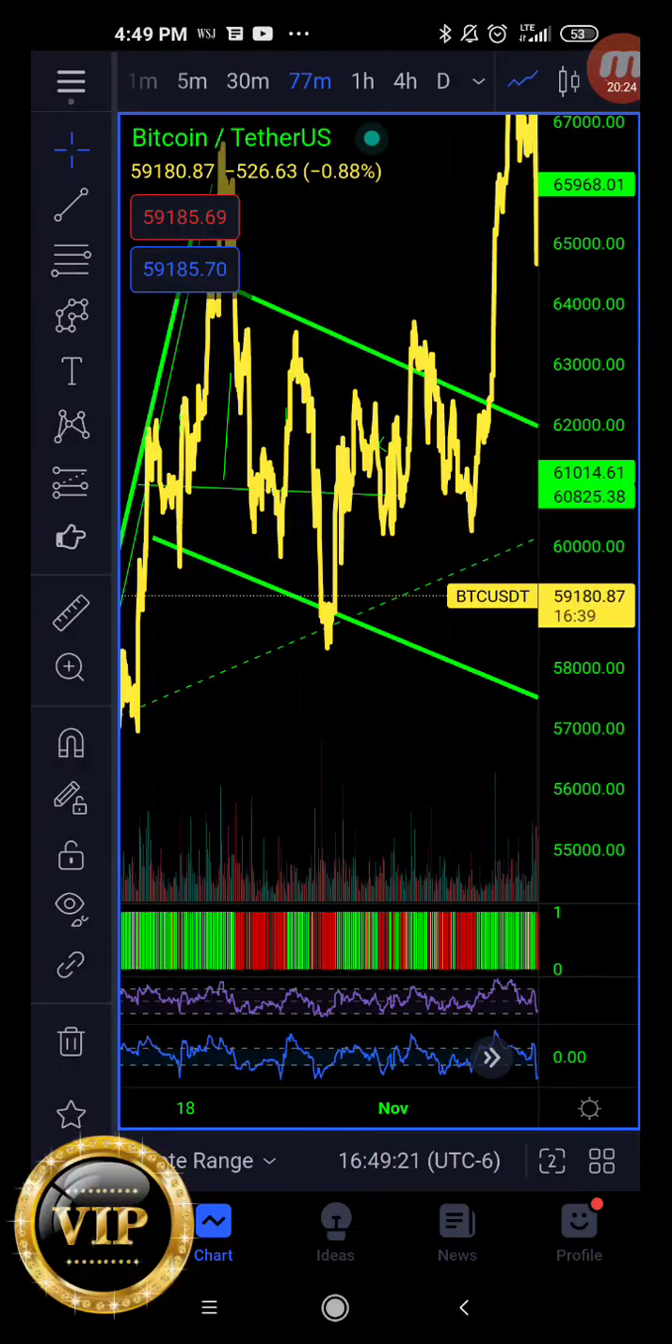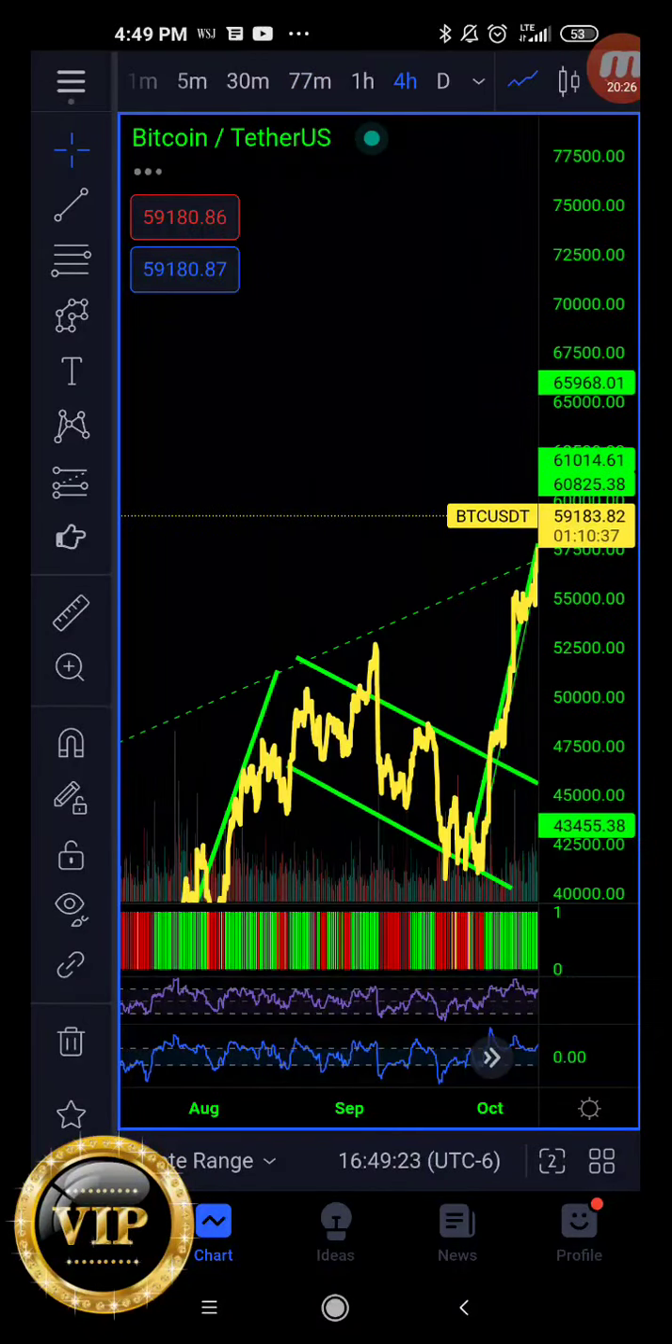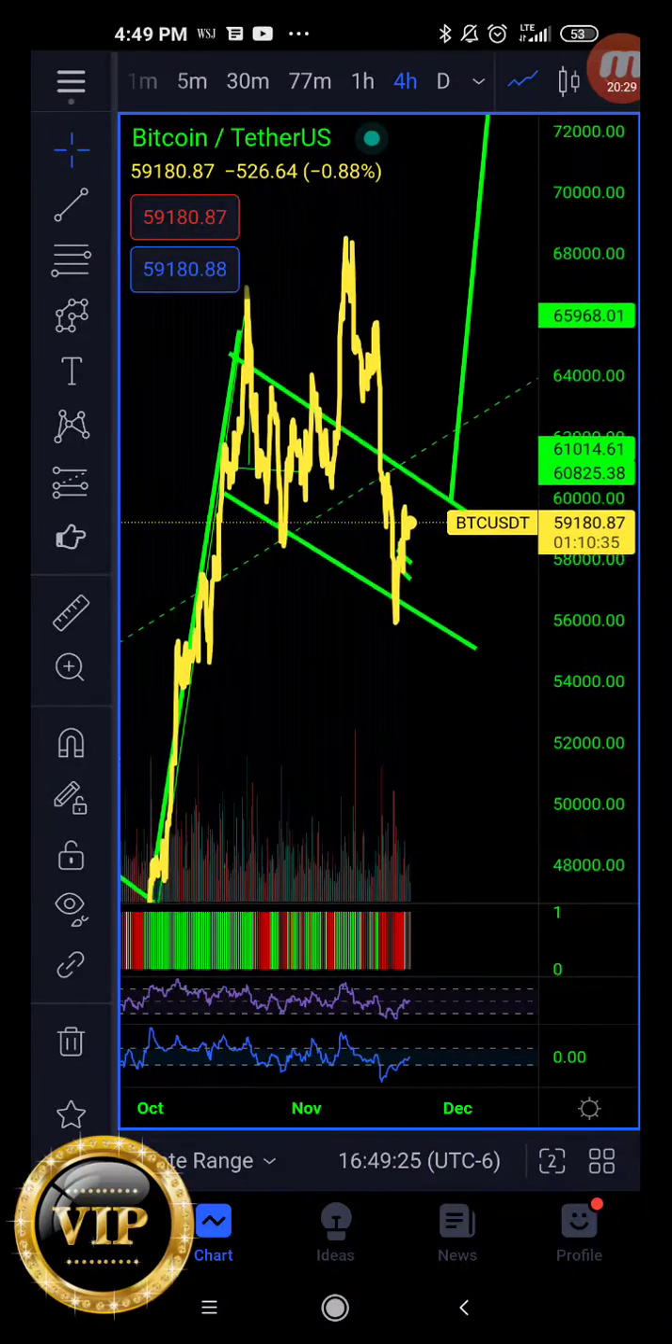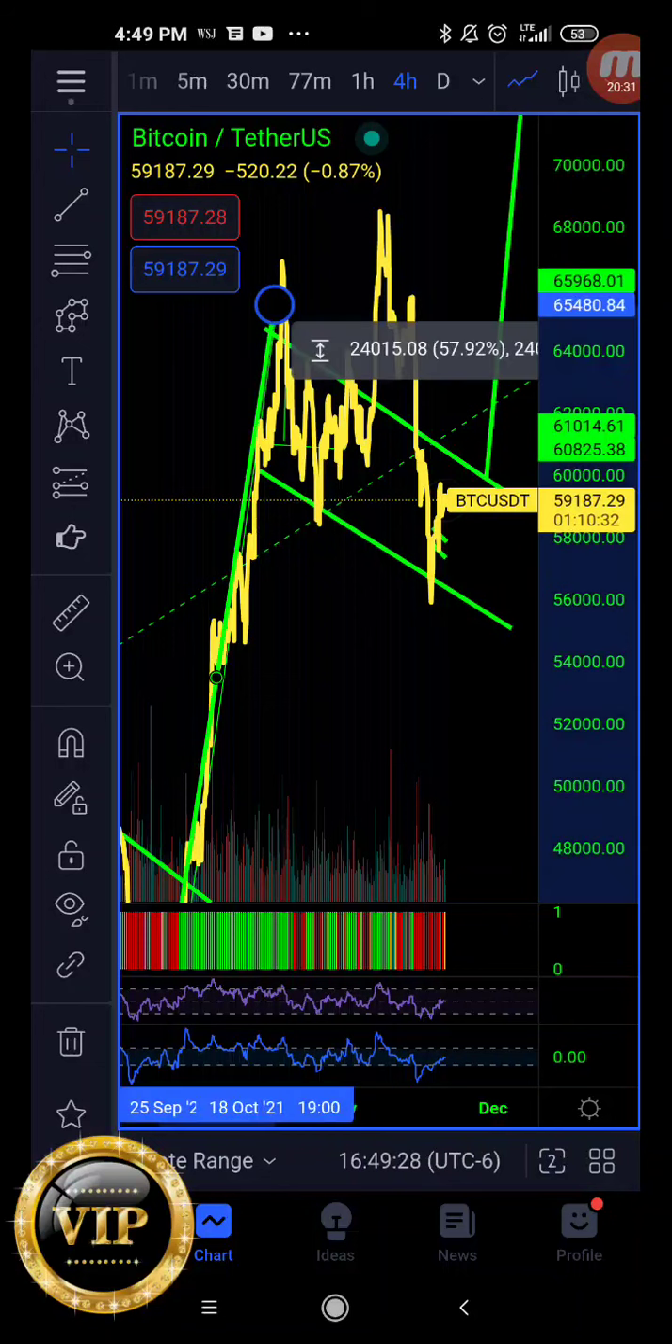So as we look at the expression right now, let's get into the 4 hourly. The 4 hourly on this. Take a look at the move to the upside.